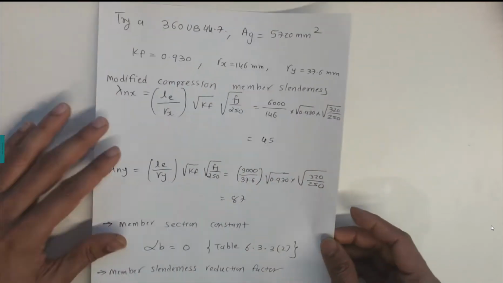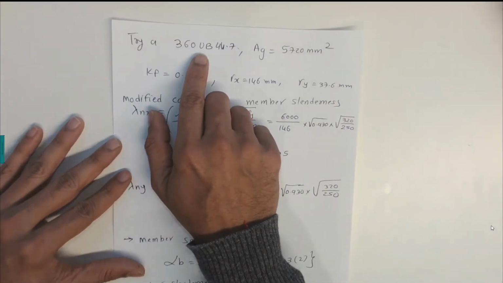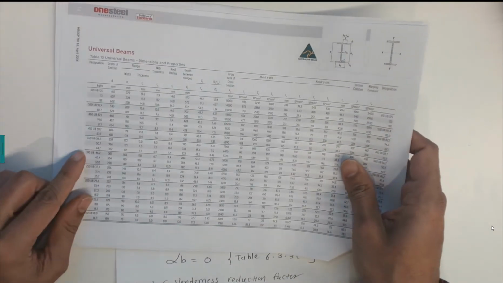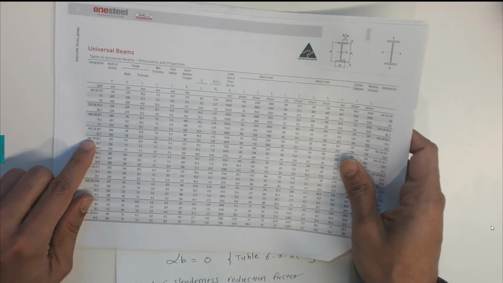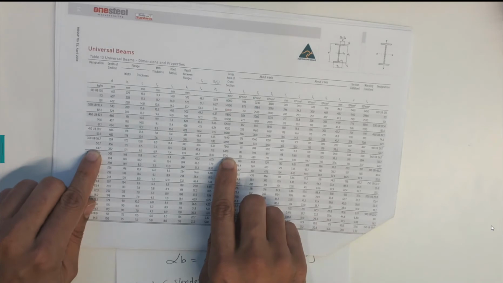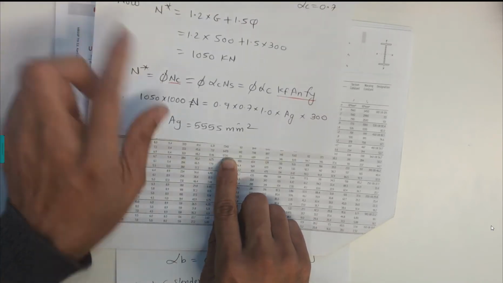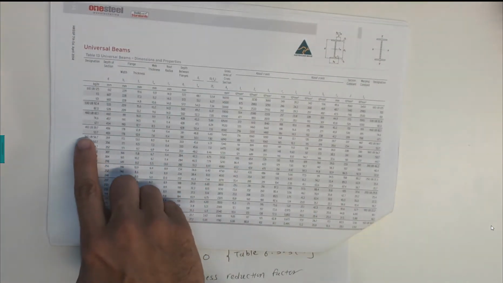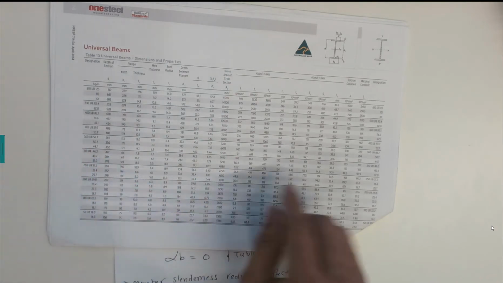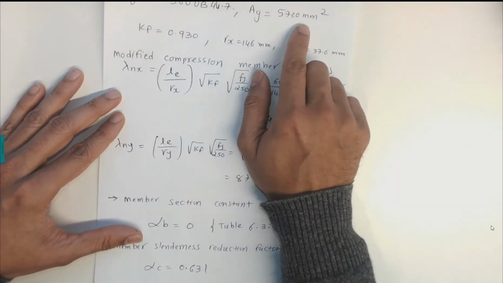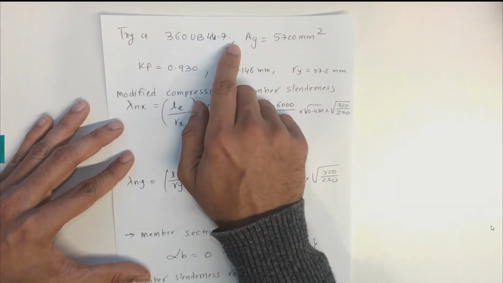Based on that gross area which we calculated, we can try a universal beam, which has a gross area more than this 5555. So we found a gross area of 5720, that is 360 UB 44.7, that we can try. So the gross area is 5720 millimeter square for 360 UB 44.7.